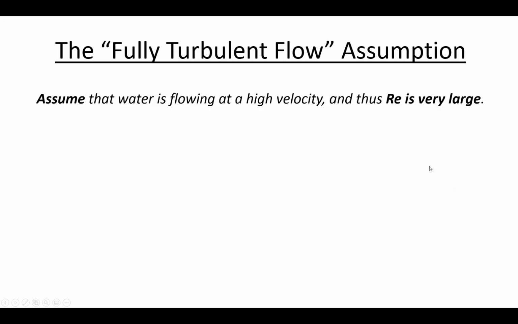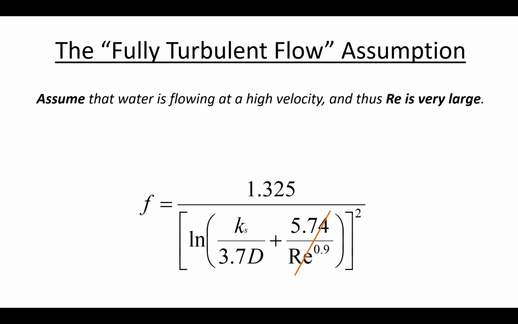Okay, so this is a simplification, an assumption that we can use. Usually we apply it in the first round of iterations. Like if we're doing one of those spreadsheets where we have iteration 1, iteration 2, iteration 3, rather than just picking an f value from thin air for iteration 1, sometimes we'll use the fully turbulent flow assumption. And that's a better initial guess than just choosing an f value at random. It's a much better initial guess, and it will cause your solution to converge more quickly.